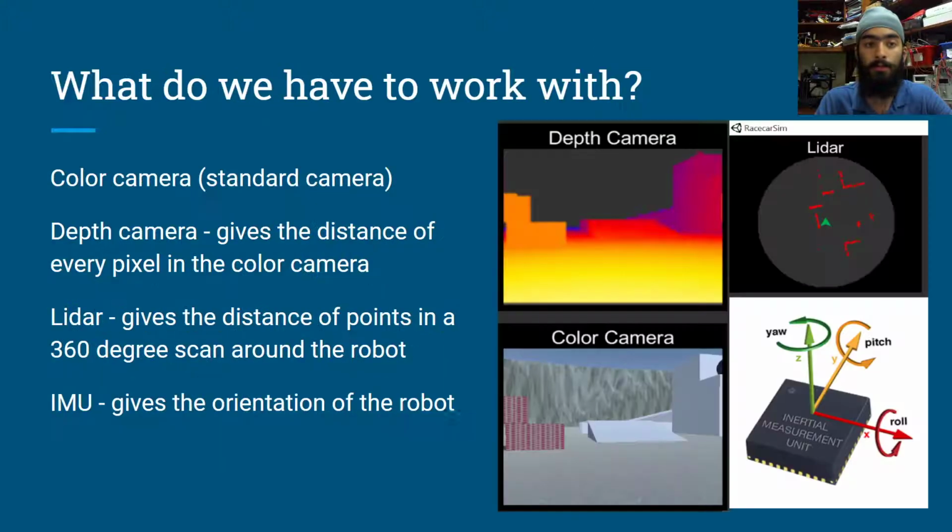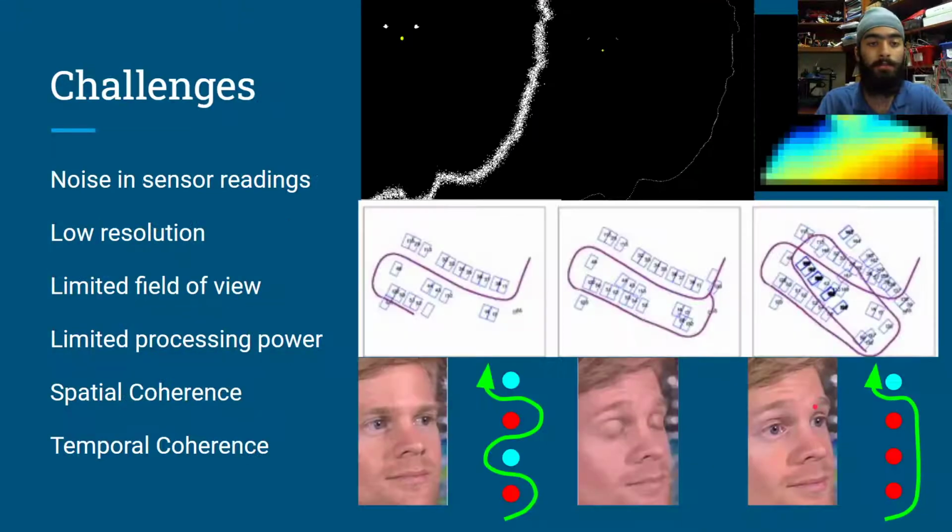different sensors. So what sensors do we have to work with on the RACECAR platform? First of all, we have a color camera, which is just a standard camera. Then next we have a depth camera, which gives the distance from the robot of every pixel in the color camera. Then we have a LiDAR, which takes a 360-degree scan around the robot and gives the distance of each point. Finally, we have an IMU, which gives the orientation of our robot using pitch, yaw, and roll angles.